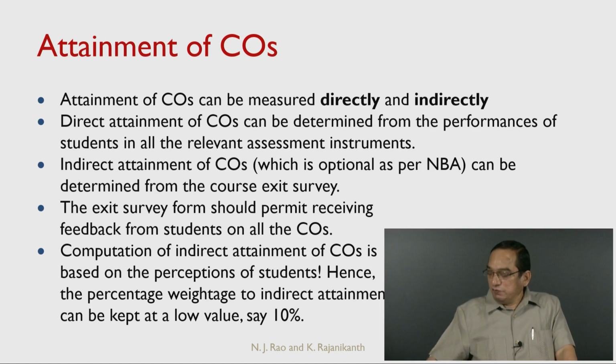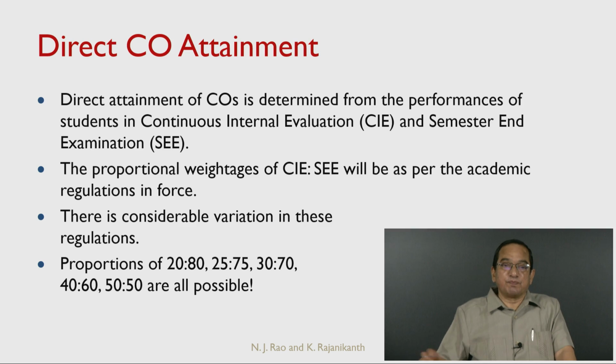In this unit, we are using both direct and indirect computation of the attainment of the COs. Now let us look at the direct CO attainment. Direct attainment of CO is determined from the performances of the students in continuous internal evaluation and semester end examination. The proportional weightages of CIE to SEE will be as per the academic regulations in force.